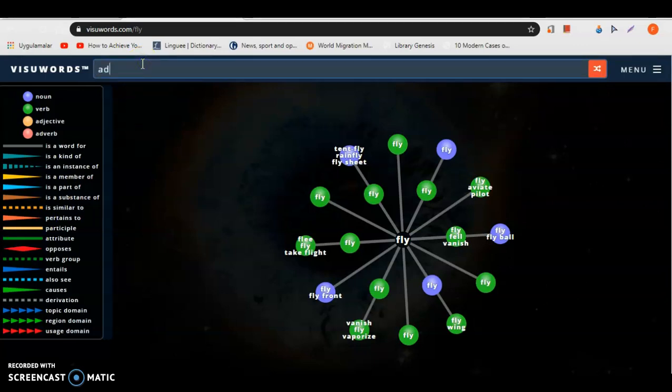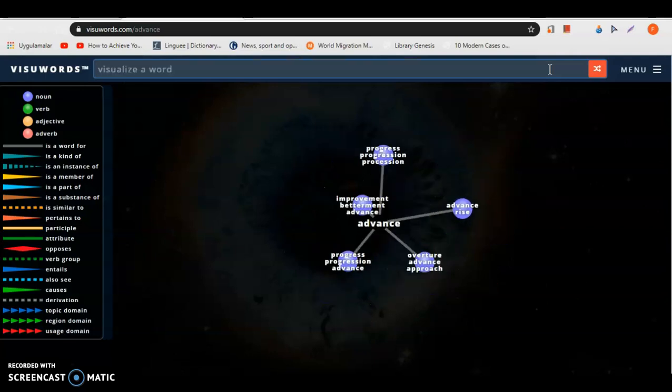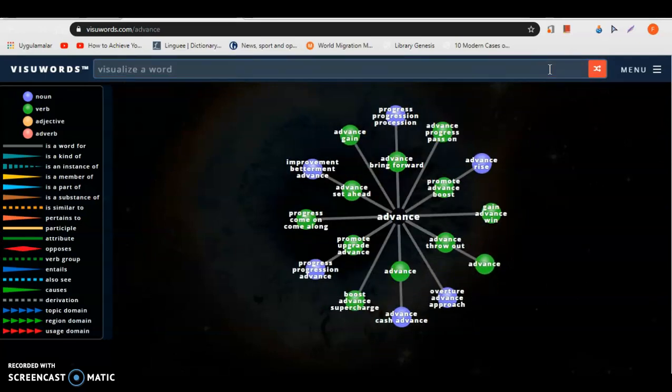The first word that comes to my mind is advance, that we studied in the previous tasks. So let's see, hit enter, and here is the vocabulary map in front of us. This is a great tool for you to advance your vocabulary.